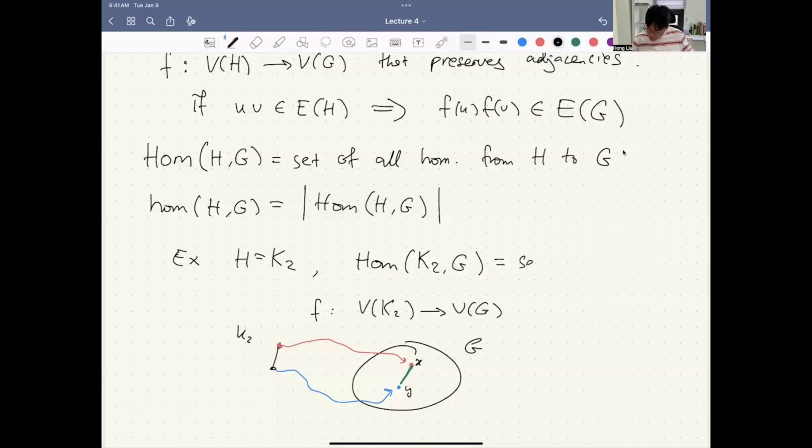So this is the set of all labeled edges in G. It's the same. Well, I shouldn't say equality. There's a one-to-one correspondence between this and the set of all labeled edges.